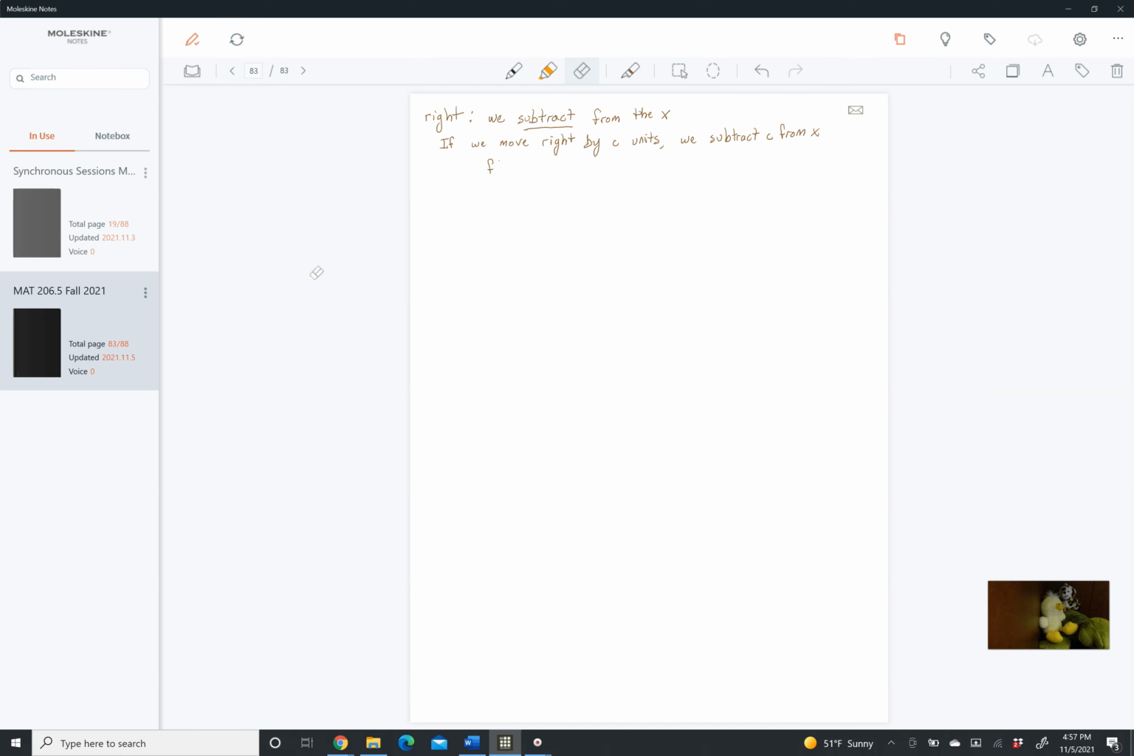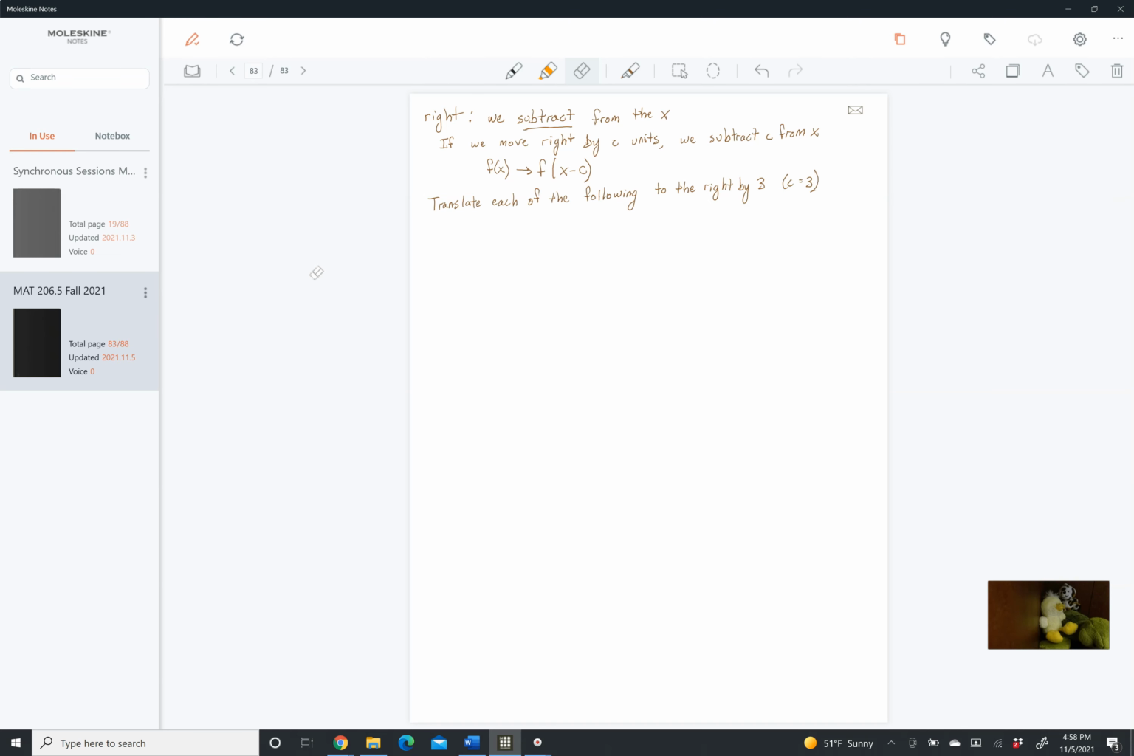So that means that f of x becomes f of x minus c. And this is just like composition of functions. Every time that you see an x, you're replacing it with x minus c. Okay, so this is the same thing. For each of the following, let's translate each to the right by 3 units. So in other words, c is equal to 3.